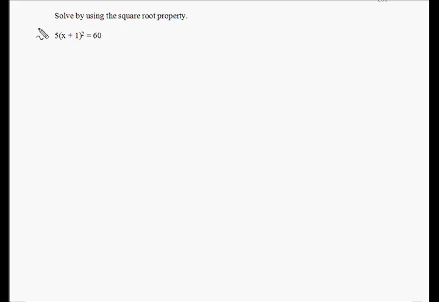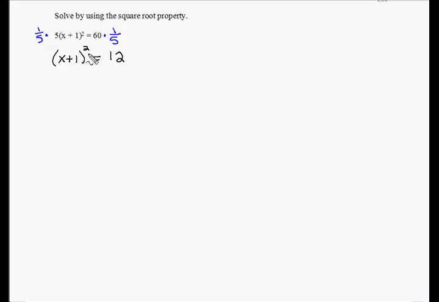So the first thing I get rid of to try and solve for x is the 5. And the way I do it is multiply both sides of the equation, keeping the balance, by 1/5. We now have the quantity x plus 1 squared is equal to 12. I still need to get x alone.